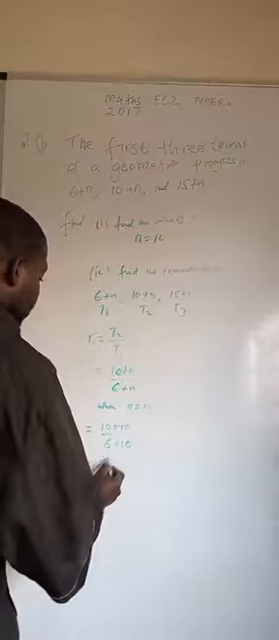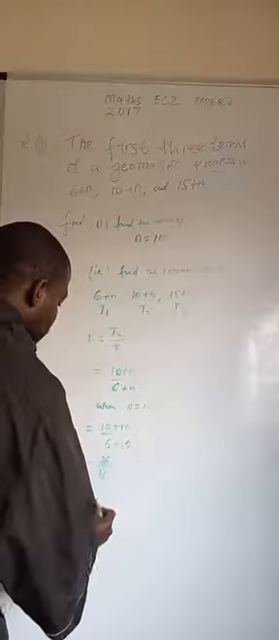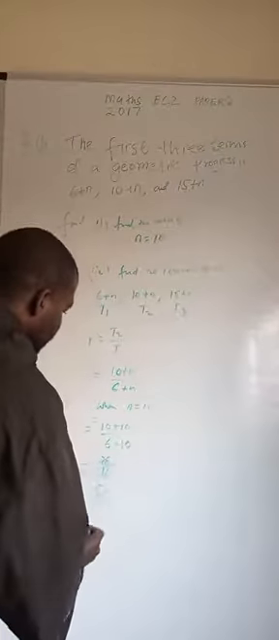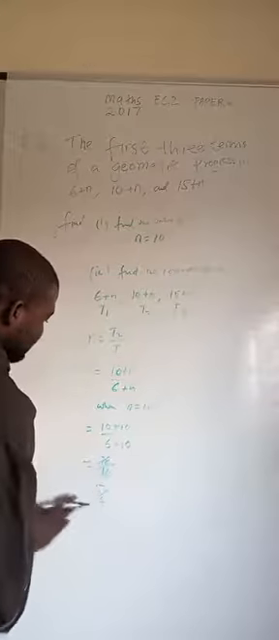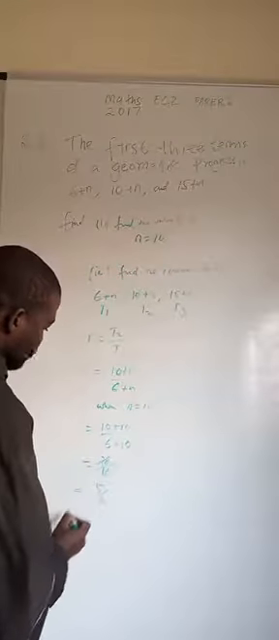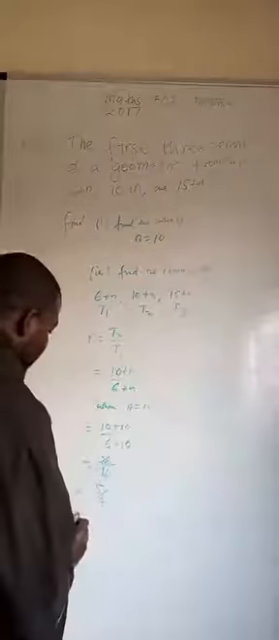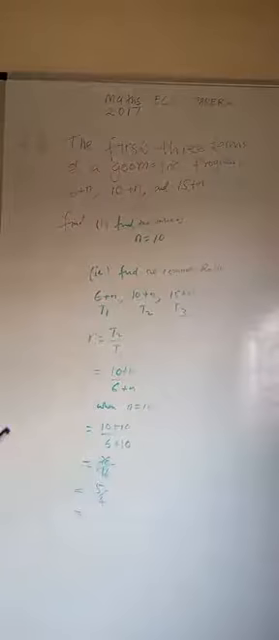4 into 20, it is 5. 4 into 16, it is 4. So my answer is actually 5 over 4. Okay? And when you divide 5 divided by 4, what do you have?